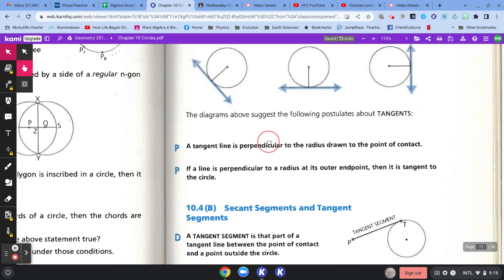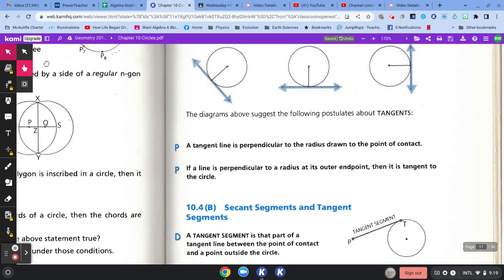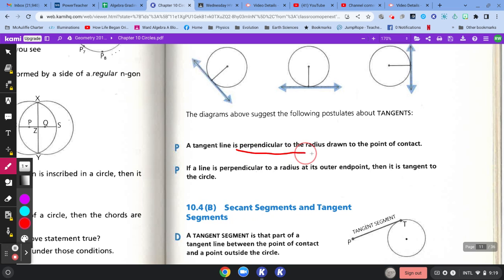Now, here's a really important concept about the tangent line. It is perpendicular to the radius. So if we have a radius drawn to the point of contact, it is going to be at a right angle to the tangent line that contacted there. And if a line is perpendicular to the radius at its outer endpoint, the outer endpoint being where it touches the circle, then it's tangent to the circle. So that's the first postulate.